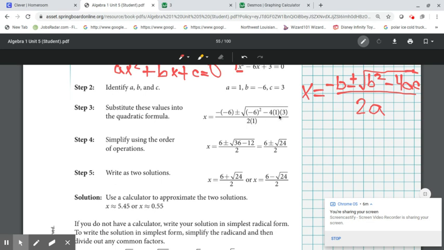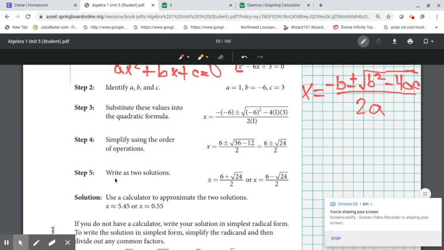So you're going to simplify underneath the radical first. You do -6 squared, which is 36. You're going to multiply 4 times 1 times 3, which is 12. And then you're going to do 36 minus 12, which is 24. And you can go ahead and multiply 2 times 1, which is 2.